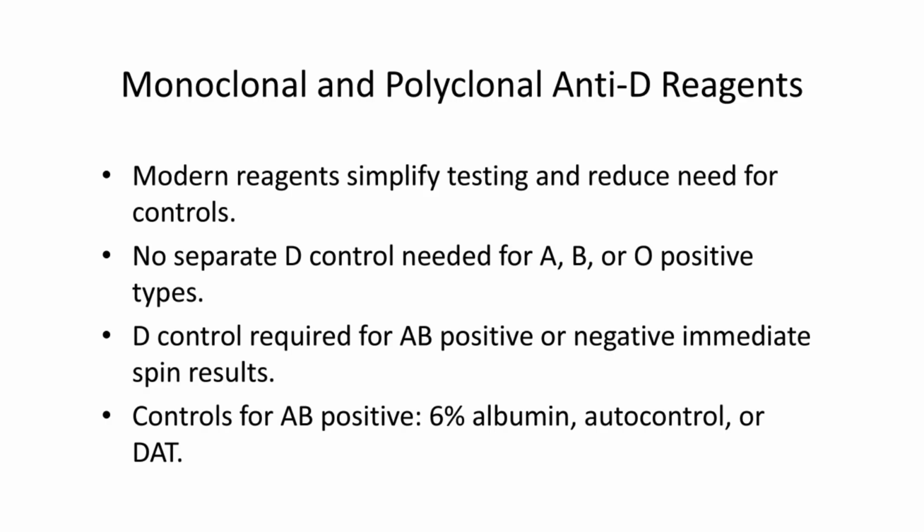For AB positive patients, appropriate controls include a 6% albumin control, an autocontrol, and a direct antiglobulin test, DAT. This is because AB positive patients will naturally react with both anti-A and anti-B reagents, making it impossible to use those reactions as a negative control. The most common reason for a positive DAT control is a positive DAT result, indicating that antibodies are already bound to the patient's red cells.